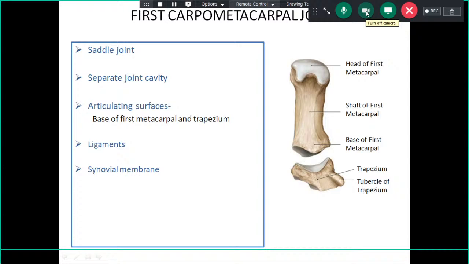surface it becomes. It is a saddle joint between the surfaces of this, which is a trapezium, and this is the first metacarpal. These are the joint surfaces forming the first carpometacarpal joint. There are ligaments which are attached to it, I'll come over to the ligaments also, and they have their own synovial membrane which is lined.